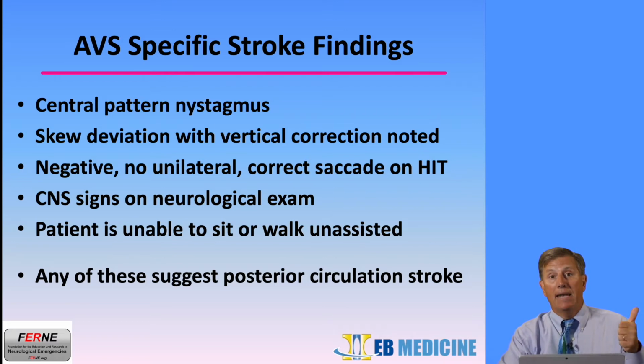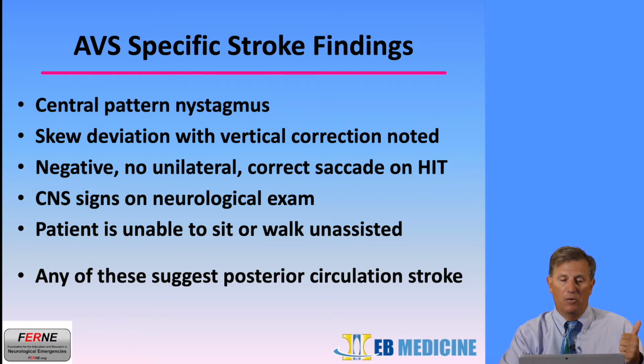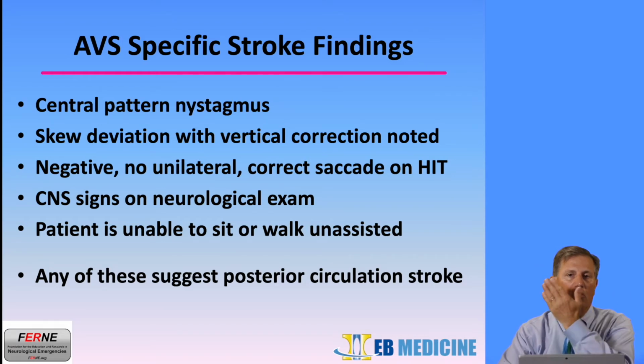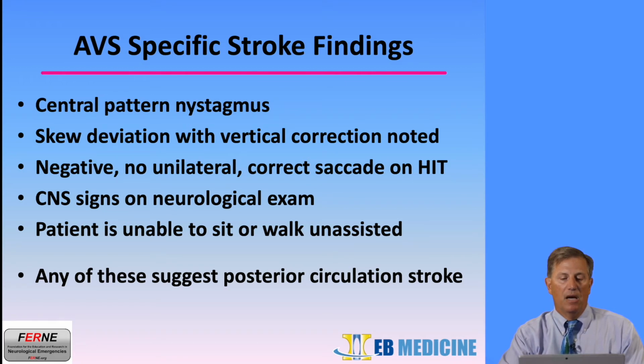Central pattern or bad nystagmus in the setting of acute vestibular syndrome. Skew deviation, or movement of one eye up vertically with a vertical correction when you uncover one eye and expose the other. The absence of a unilateral corrective saccade, or movement to the center, on HIT exam is a finding that suggests posterior circulation stroke. CNS signs on a neurological exam, such as arm dysmetria or clumsiness, would suggest a posterior stroke.